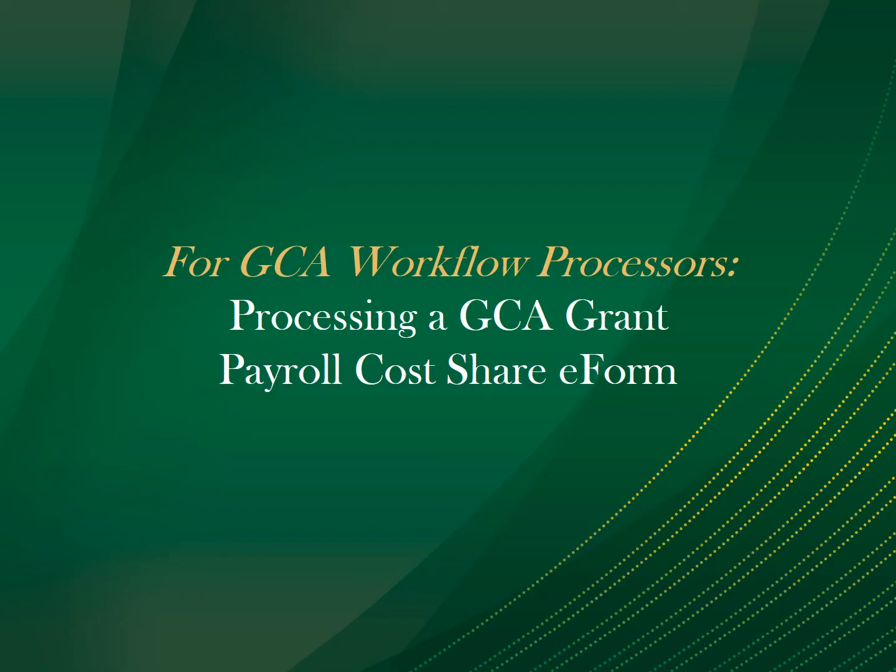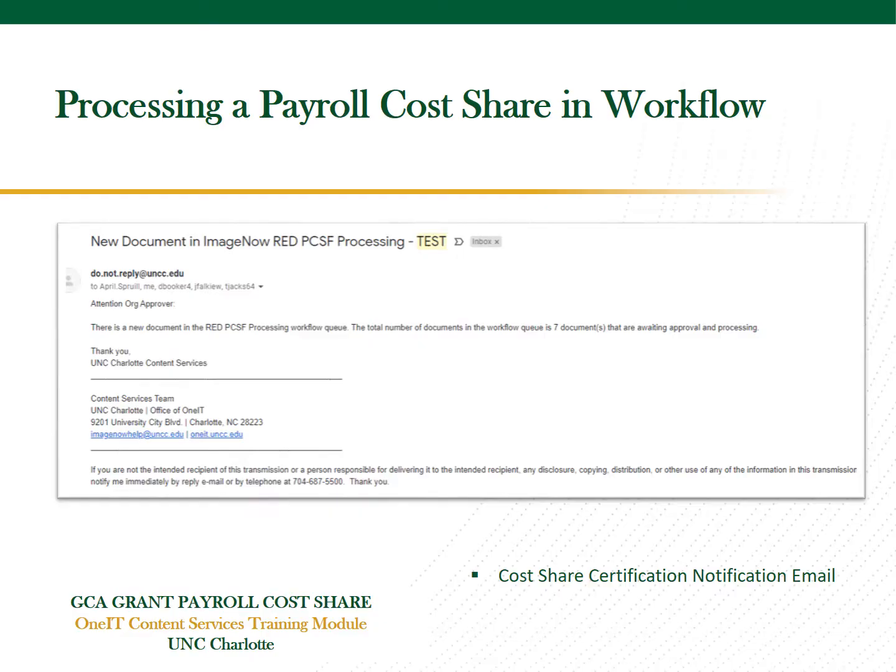This portion of the training module is geared toward GCA workflow processors. As a GCA workflow processor, you will receive an email notifying you that there are items in the queue ready for you to process. You can monitor the queue on a regular basis, or when the email comes in, go in and check that way, whatever the best practice is for your department.